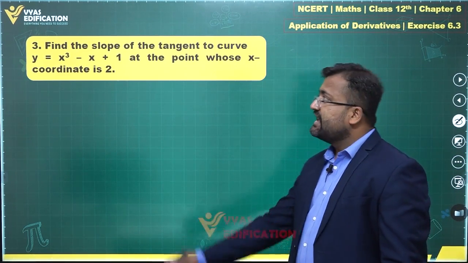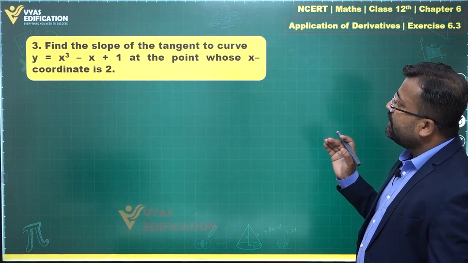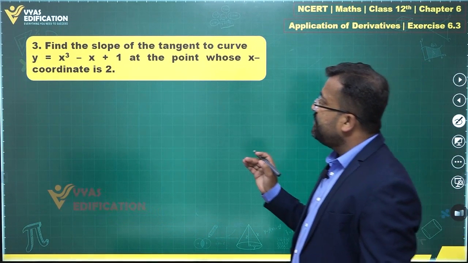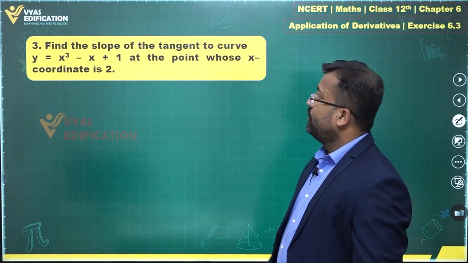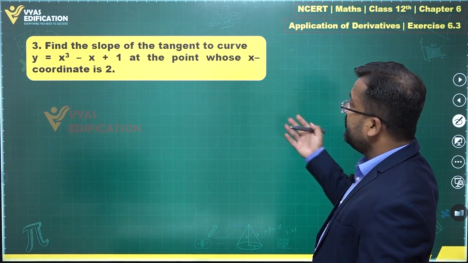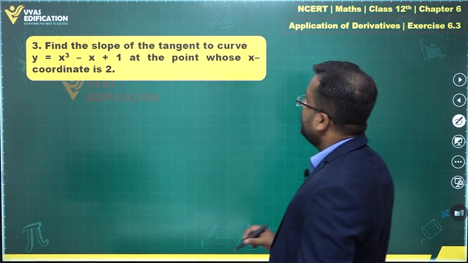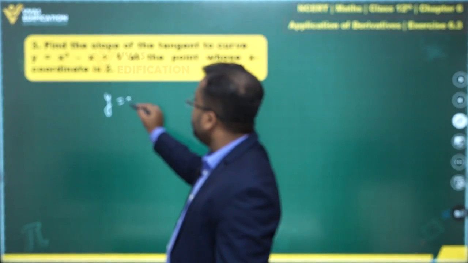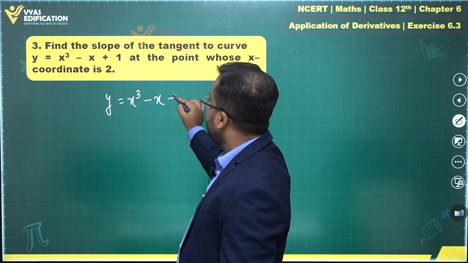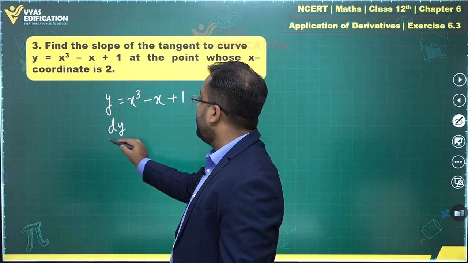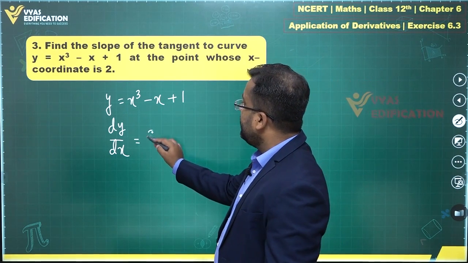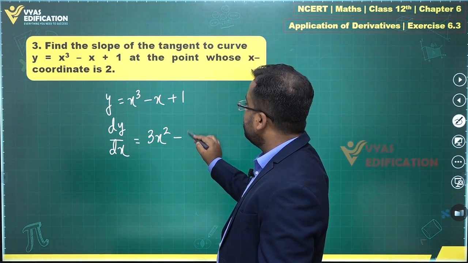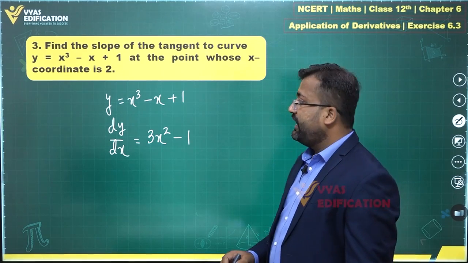Question number 3 says, find the slope of tangent to the curve y equals x cube minus x plus 1 at the point whose x coordinate is 2. Okay, slope of tangent at the point whose x coordinate is 2. Let's talk about this. y equals x power 3 minus x plus 1. So what will dy by dx look like? This will be equal to 3x square minus 1. This is what it is equal to, right?